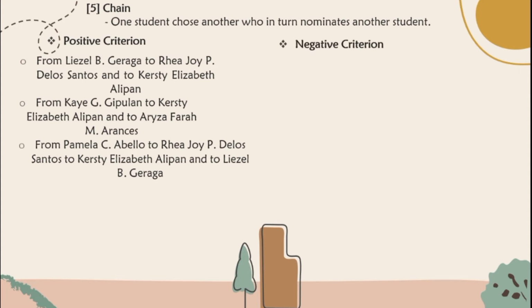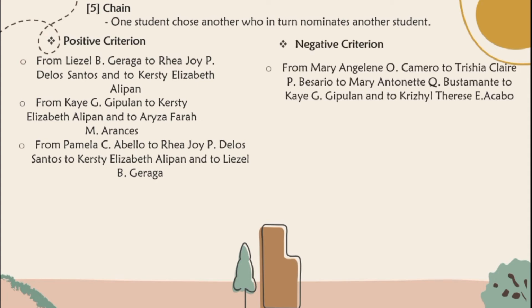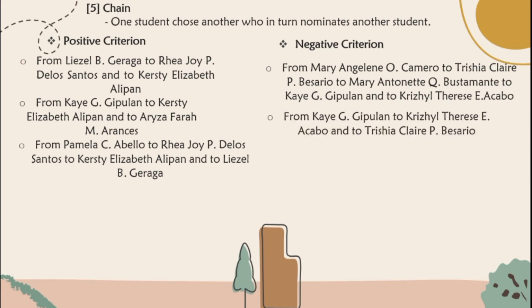Negative criterion: from Mary Angeline O. Camero to Tricia Claire P. Bisario, to Mary Antoinette Q. Bustamante, to K.G. Hipulan and to Crizel Teres E. Acabo. From K.G. Hipulan to Crizel Teres E. Acabo and to Tricia Claire P. Bisario.